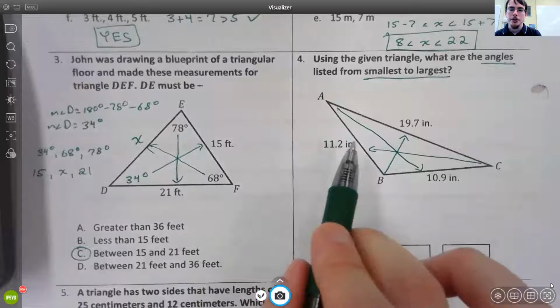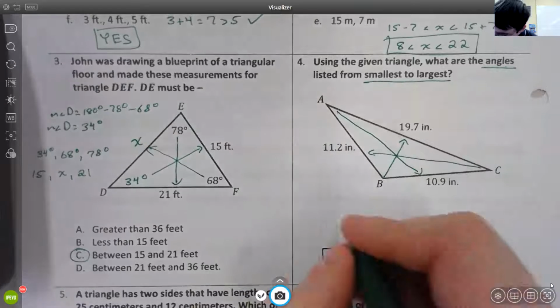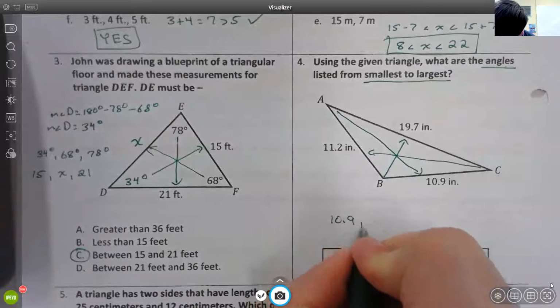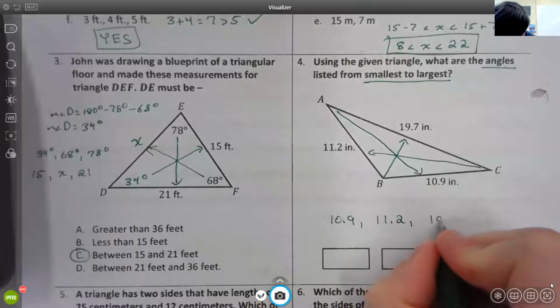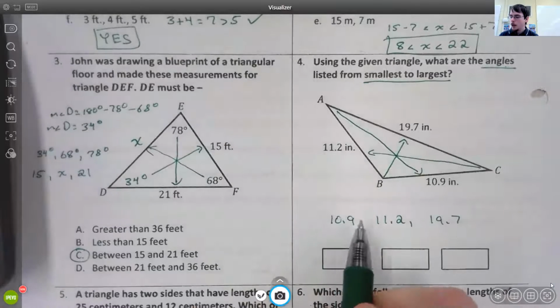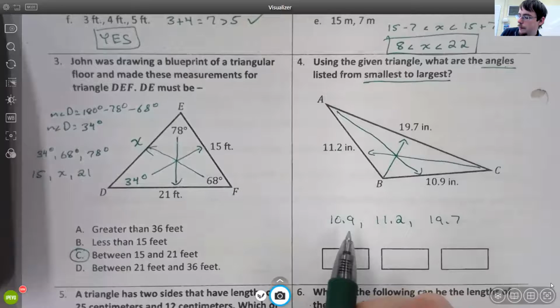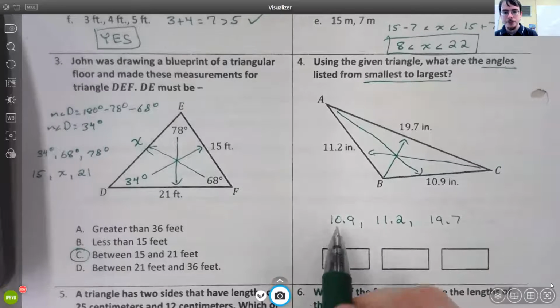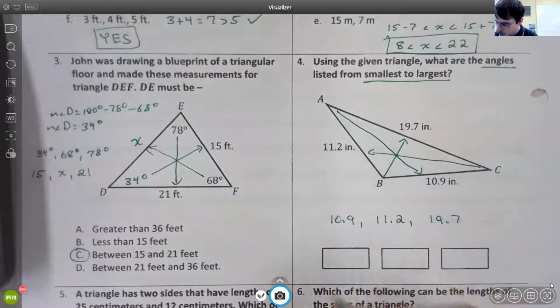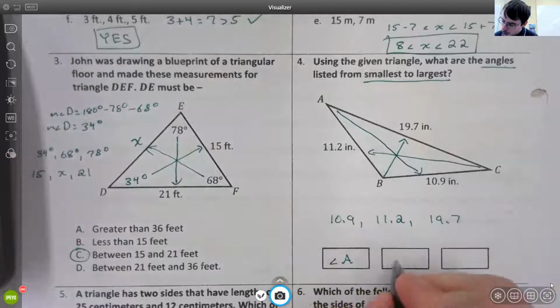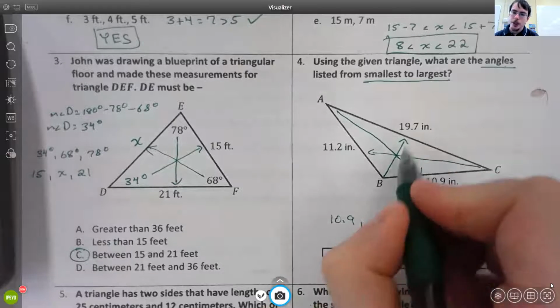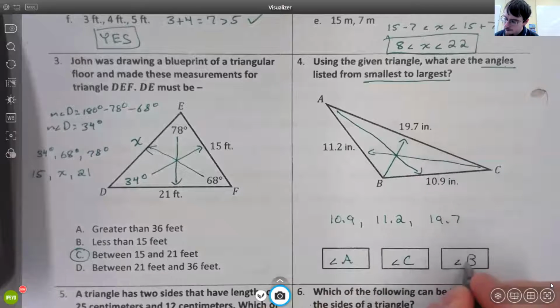So if we look here, I'm going to list my sides from smallest to largest. So 10.9, 11.2, and 19.7. 10.9 is opposite angle A, so angle A has to be our smallest. 11.2 is opposite angle C, and then 19.7 is opposite angle B.